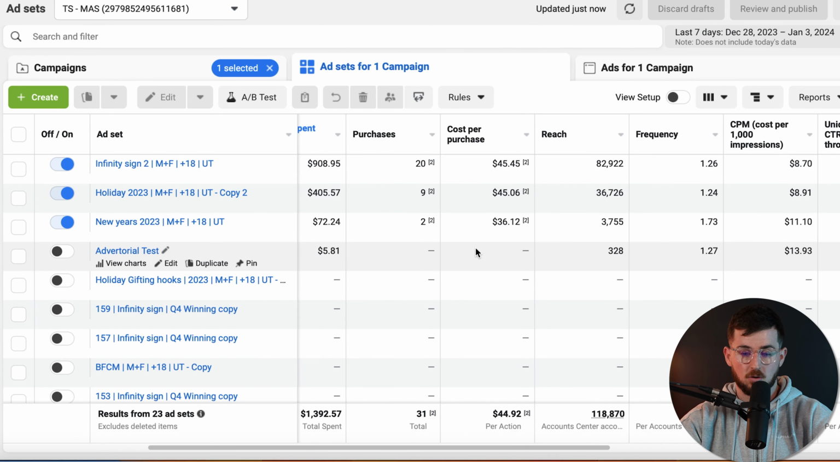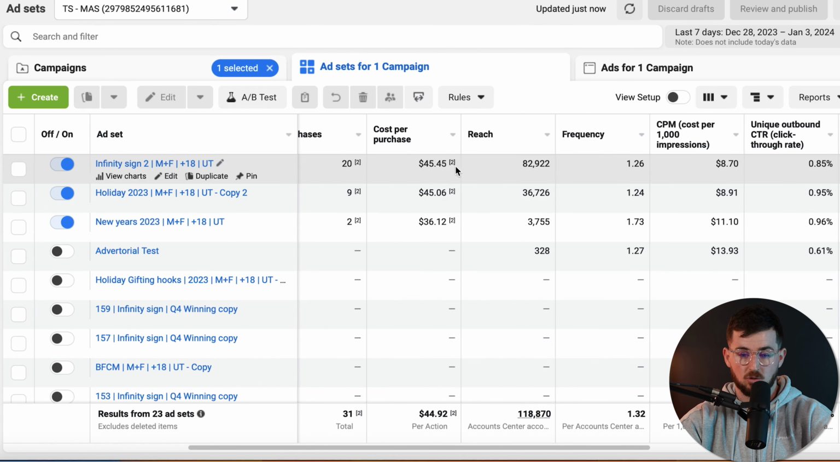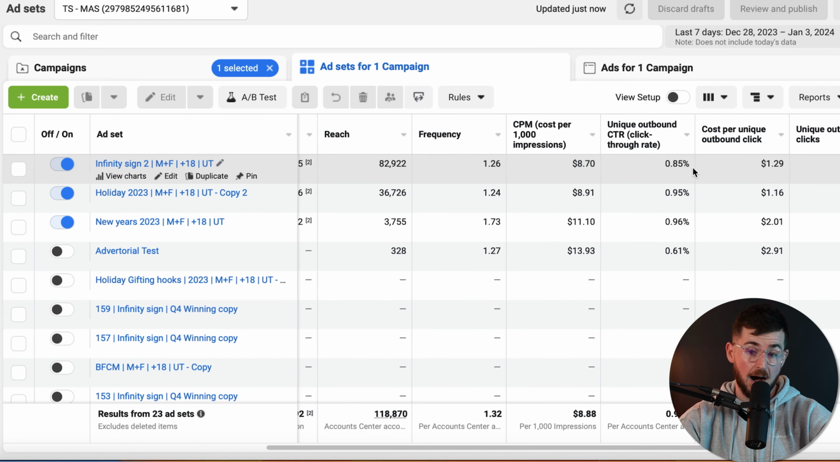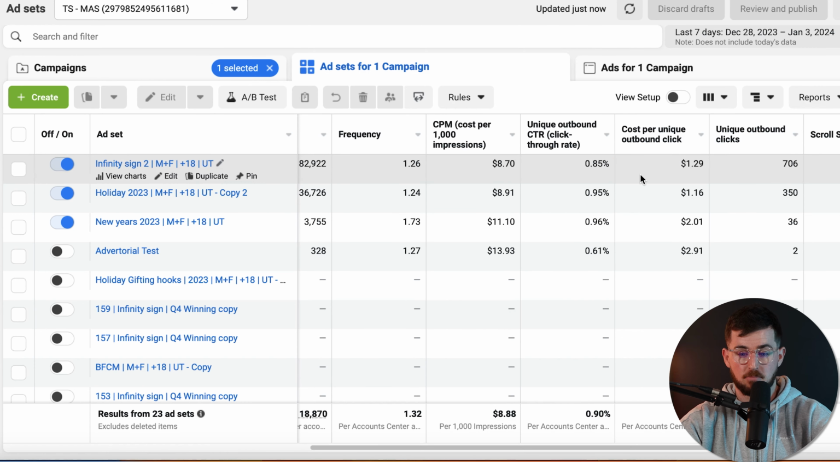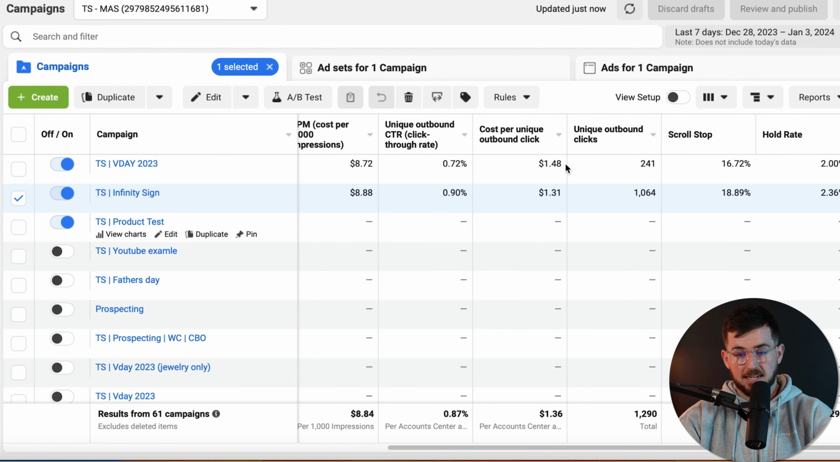So, for example, this advertorial test got a pretty low outbound click-through rate percentage compared to this one right here, which has a higher one compared to this one. This one got more spend. Basically it means that a lot more people are clicking on this ad. And because a lot more people are clicking on it, Facebook spent more on it because it was rewarding that particular ad. Next thing is cost per click.